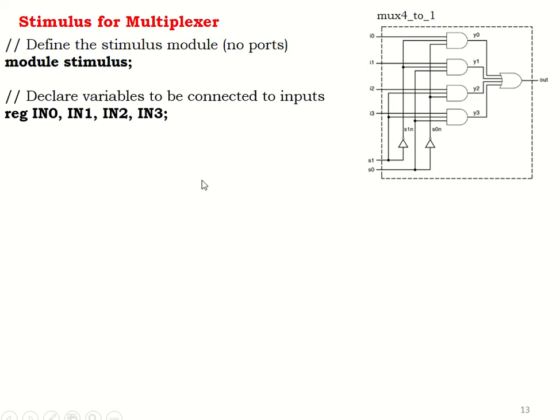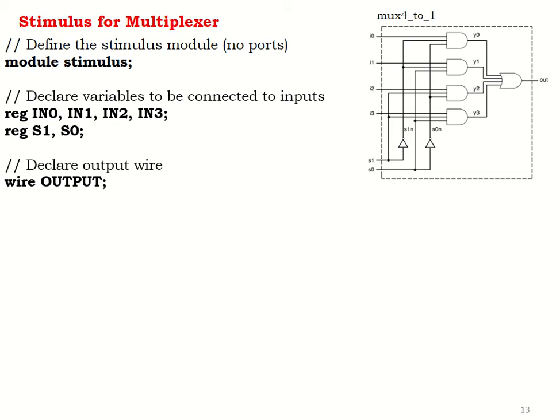Okay. Once the inputs are declared as registers, I also have 2 more inputs. For those, S1 and S0 are the variables I am taking and declaring as registers. And one output will be there, so we need one wire declaration here. Output as wire, that's why wire OUT.